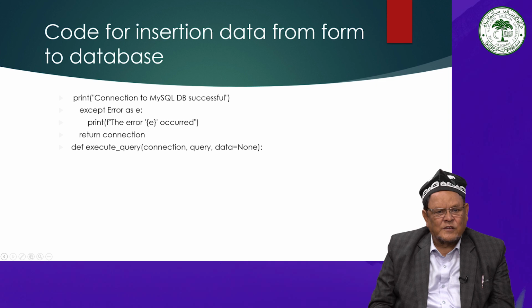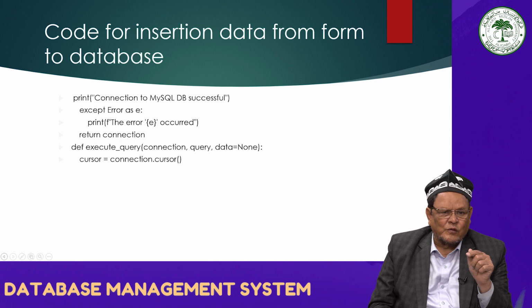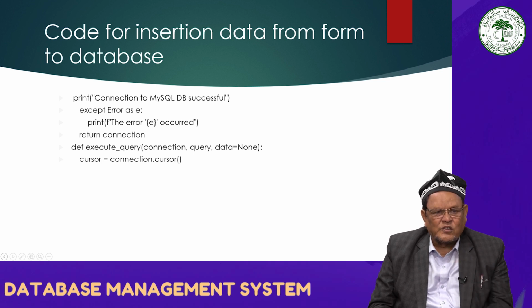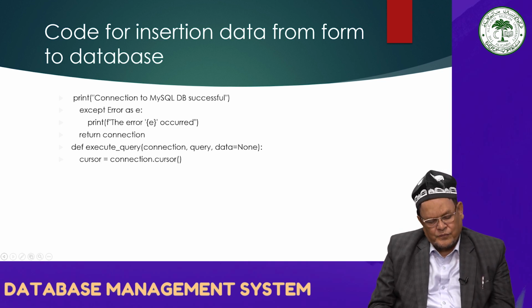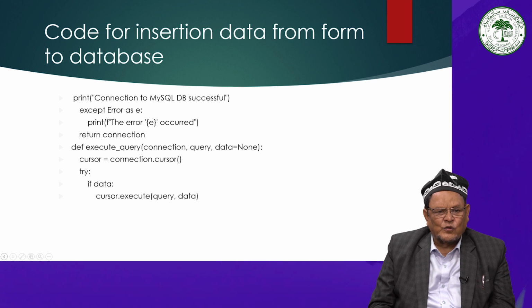Then define execute query. Within brackets you have to write connection, comma, query, comma, data equal to None. Then you have to make a loop like that. You have to develop a cursor equal to connection dot cursor. Then you have to try: if data, cursor dot execute within brackets query comma data, it will go into the loop.